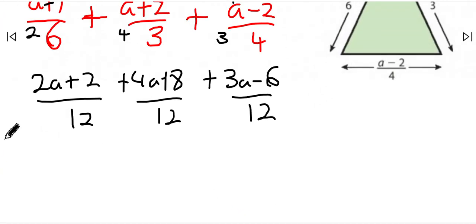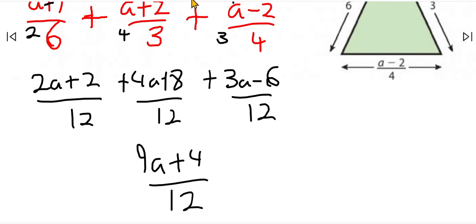Then we're going to add all the a's together. 2a plus 4a, 6a plus 3a, 9a. 2 plus 8, 10. 10 take away 6. 9a plus 4 over 12.